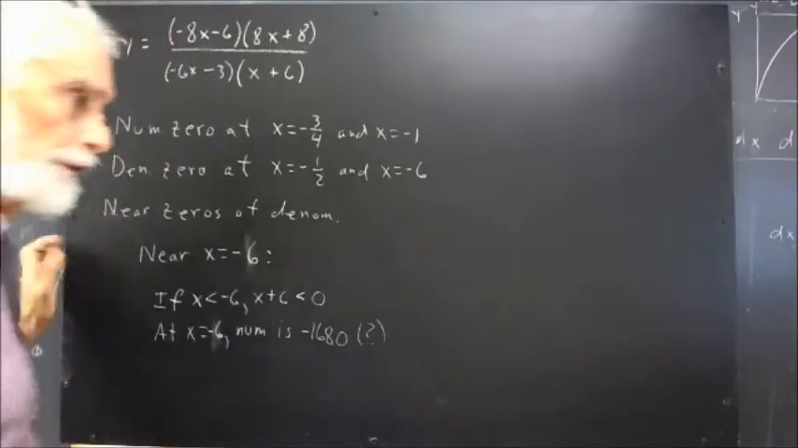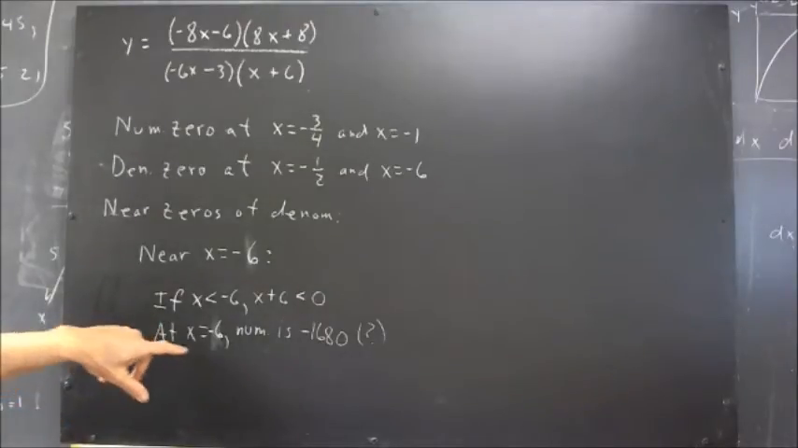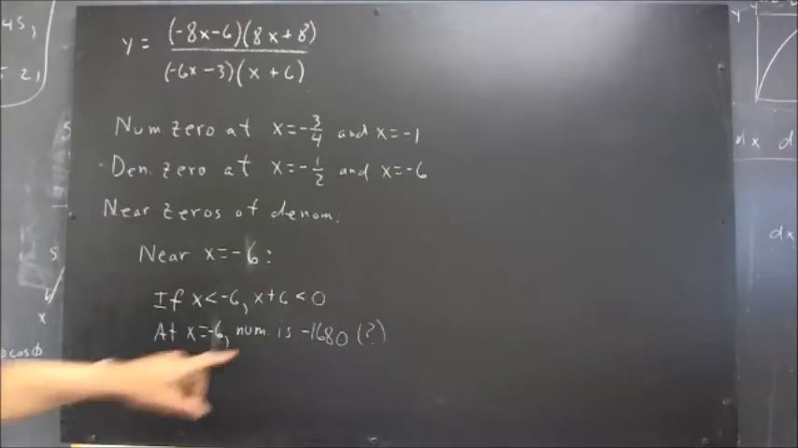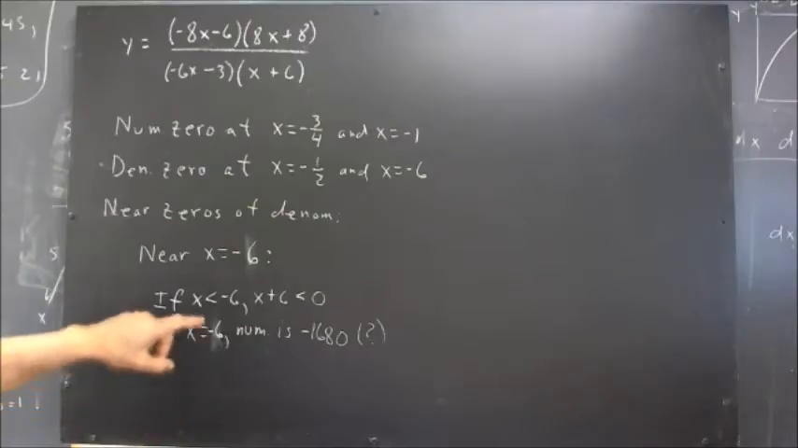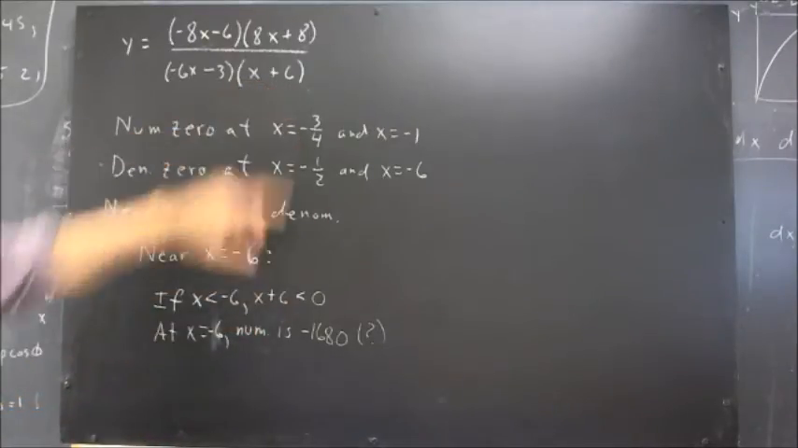I put a question mark there because I just did that in my head, and I never want to confirm that without checking, but I don't want to take the time right now. Okay, and so that's negative. And we'd be dividing it by x plus 6, which is negative.